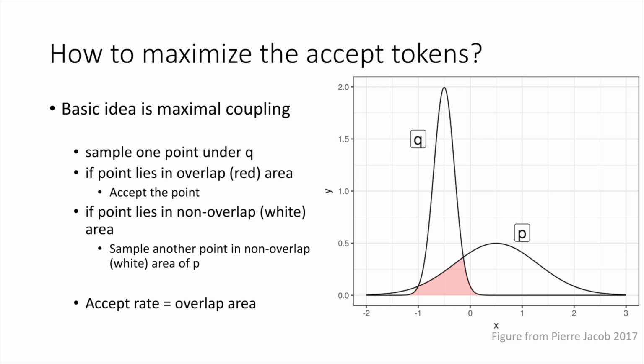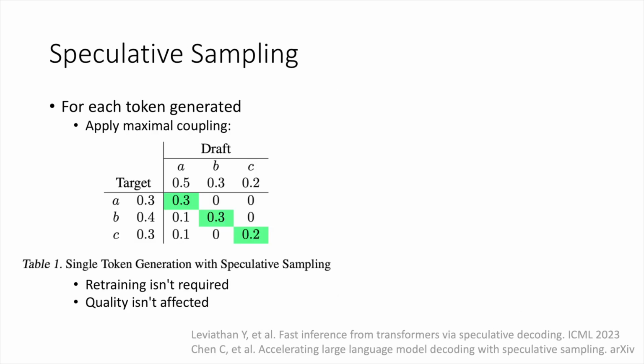The acceptance rate for this process is equal to the size of the overlapping area between the 2 distributions. In other words, the more similar the distribution P and Q are, the higher the acceptance rate will be, leading to a more efficient sampling process. The concept of maximal coupling lies at the core of speculative sampling.